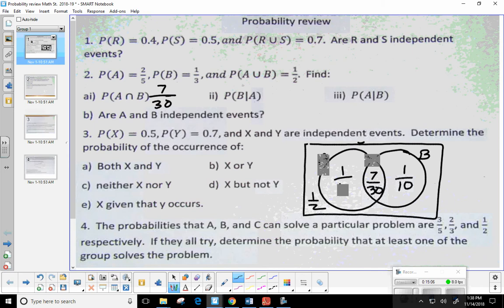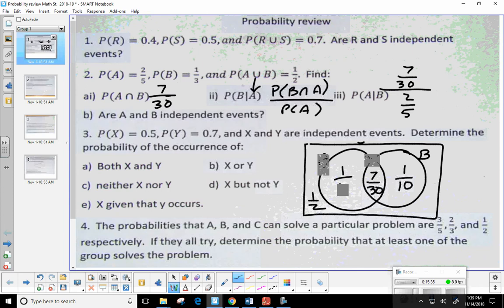So the formula is going to be very specific to how this is written. This is going to be the probability of B intersecting A divided by what? The probability of A. Whatever the given event is, that's the probability that you always divide by. So let's see, the intersection is 7/30ths, and I'm going to divide that by the probability of A, but we know the probability of A is what? 2/5.